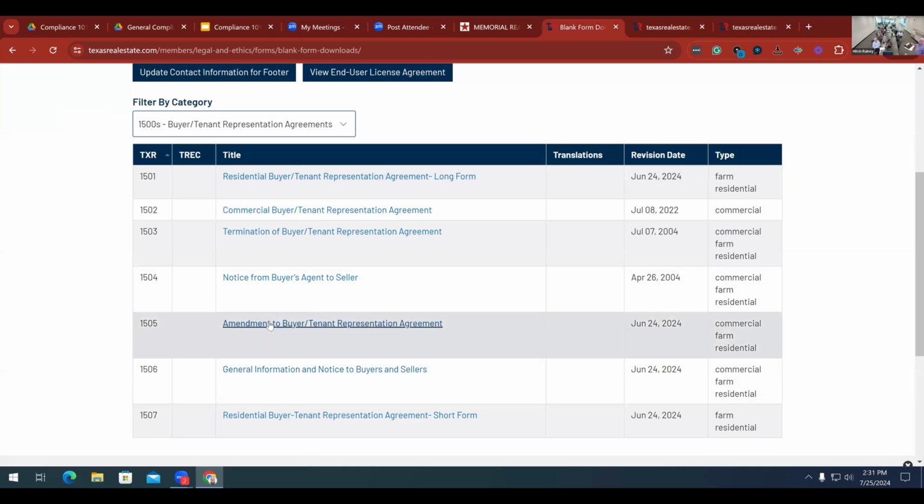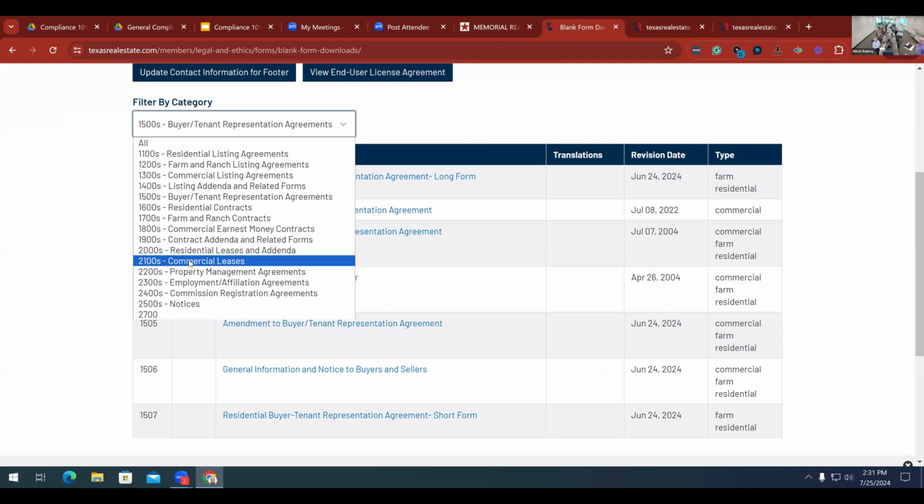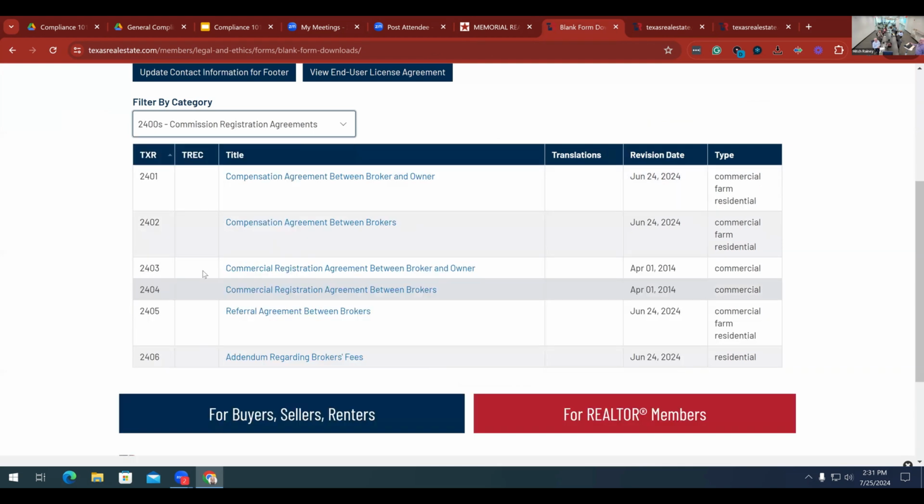Las Vegas. Oh, I'm sorry. Are you gonna look at the compensation agreement, that one? Yeah, I was just trying to remember what number it is. It's in the 24s. It's horrible. Compensation agreement between broker and owner.